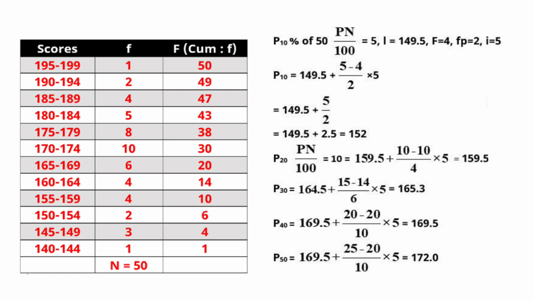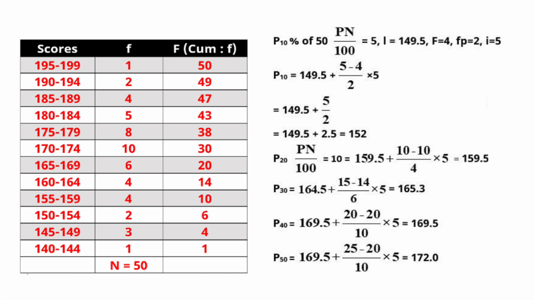Now, this frequency is 1. Now, this frequency is 3, 1 plus 3 is equal to 4, so capital F is 4. 4 plus 2 is equal to 6, 6 plus 4 is equal to 10, 10 plus 4 is equal to 14, 14 plus 6 is equal to 20, 20 plus 10 is equal to 30, 30 plus 8 is equal to 38, 43 plus 5 is equal to 48, then 47 plus 2, 49, and 49 plus 1, 50. Likewise, n is 50.